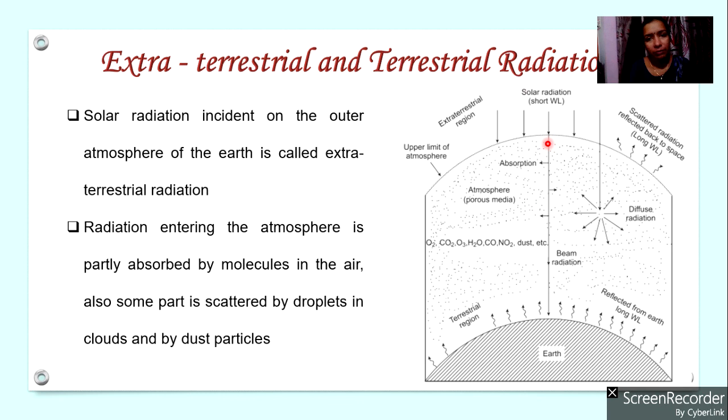But a part of the radiation will directly reach the Earth, and that is known as beam radiation. The radiation that is directly reaching the Earth without being scattered or reflected or absorbed is known as beam radiation or direct radiation. While a part of the radiation will be scattered or absorbed or reflected back, and the radiation reaching the surface of the Earth from different directions is known as the diffused radiation.